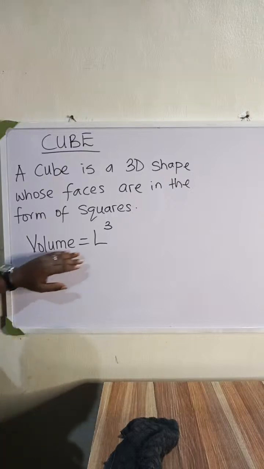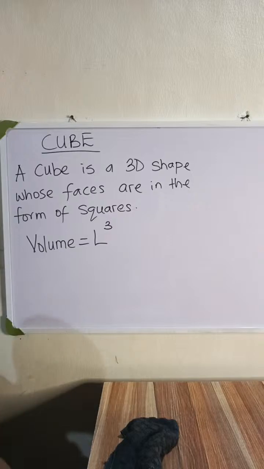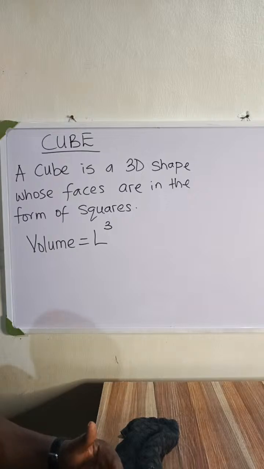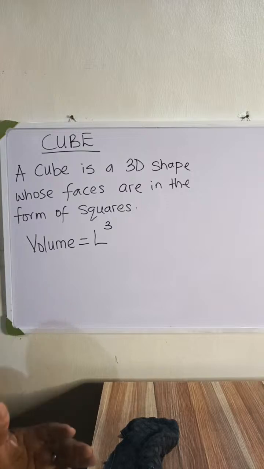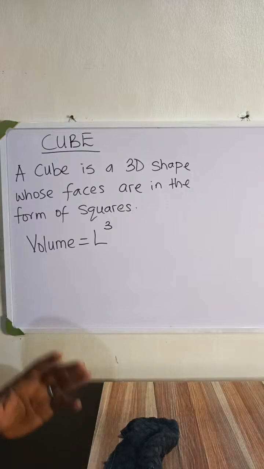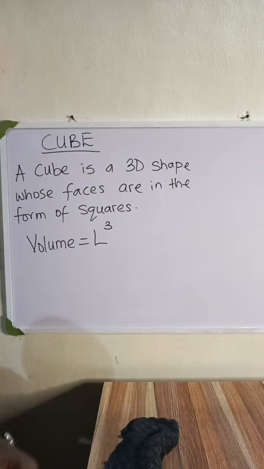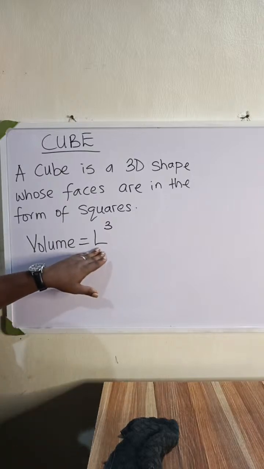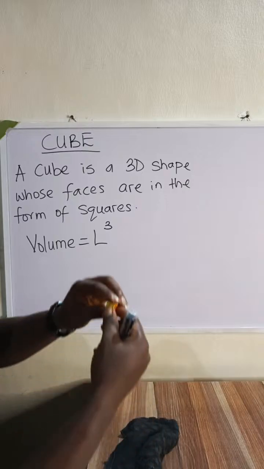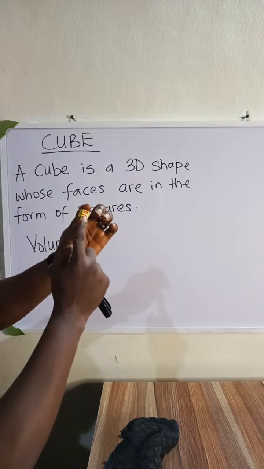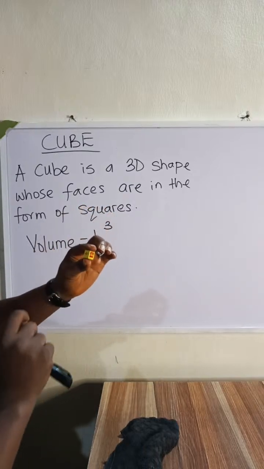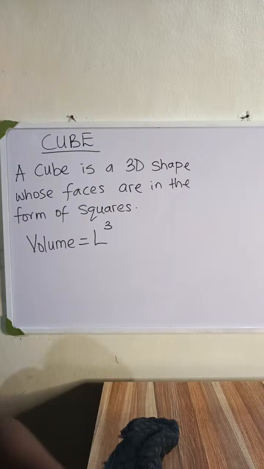So volume is equal to length to the power of 3. That means length times length times length. Remember, for a cuboid, the formula is length times breadth times height. The reason is that the sides are different, they don't have the same length. But for a cube, all the sides are the same. You can see here is the same as this side, and it's also the same as this side. So all the sides are equal, all the edges are equal, therefore you have length to the power of 3.